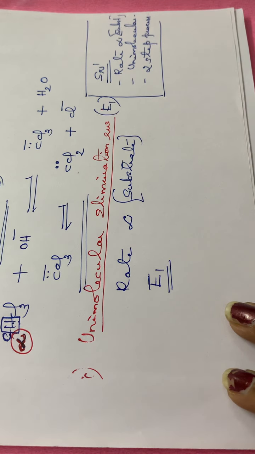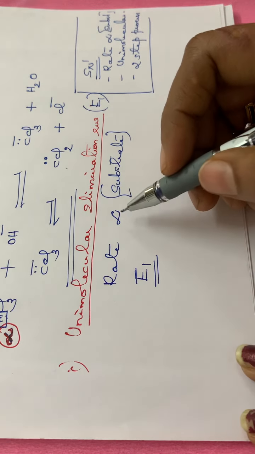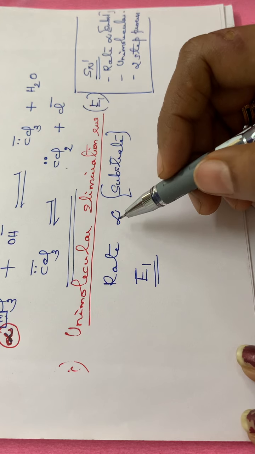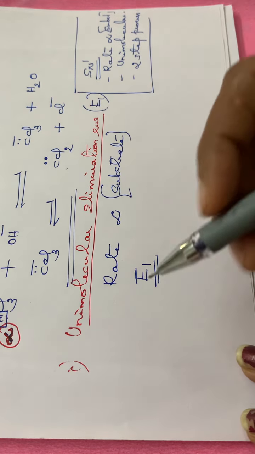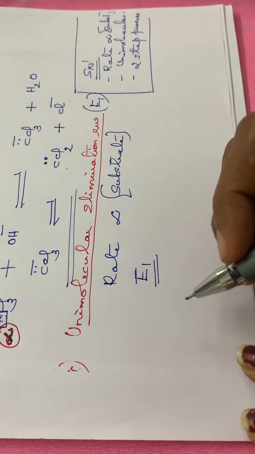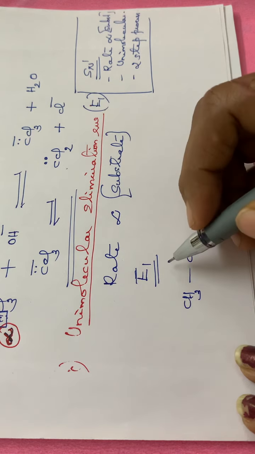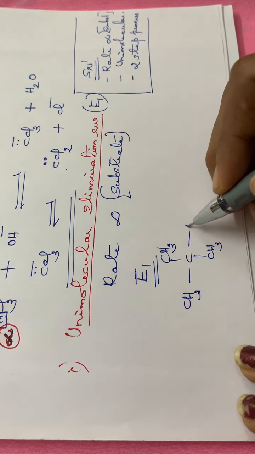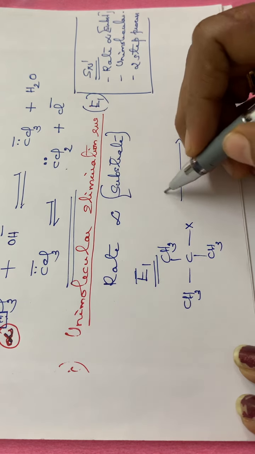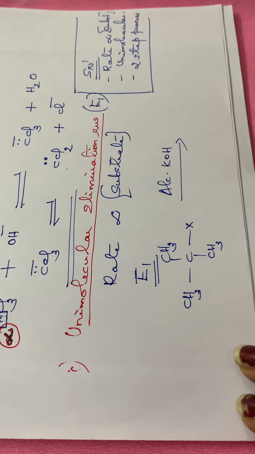Unimolecular elimination reactions. Here the reaction will be carried out in two steps, similar to the SN1 reaction. In E1 also it is a two-step process. Suppose consider this particular reaction, CH3C, CH3, CH3X in presence of alcoholic KOH.